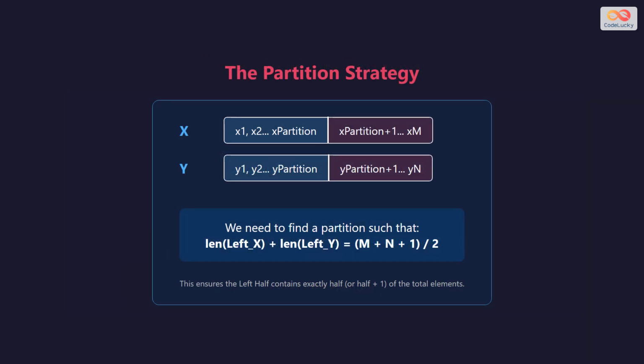Here is the strategy. We partition array x and array y. Let's say we cut array x at index partition x, and array y at index partition y. The left partition consists of elements from the start up to the cut. We need to select these cut points such that the total number of elements in the left partition is equal to half the total number of elements plus 1.